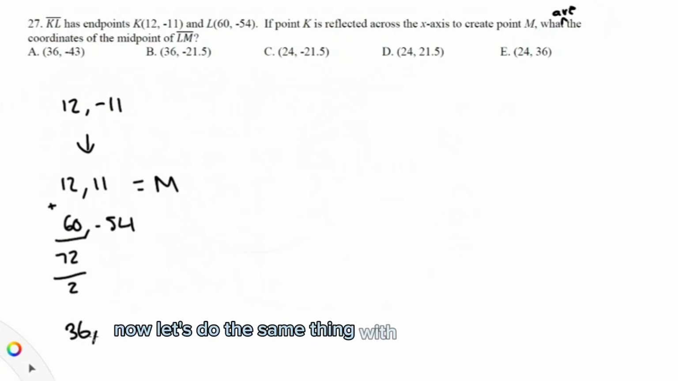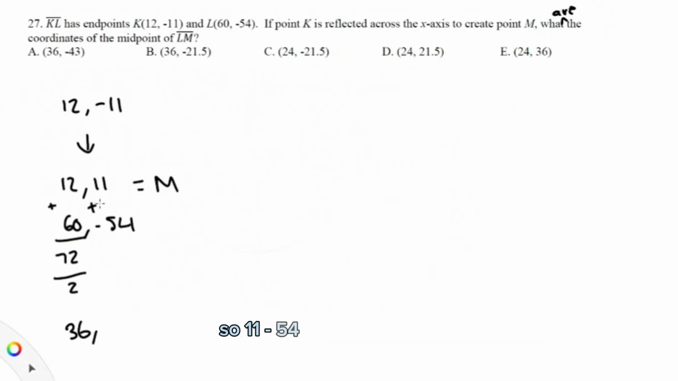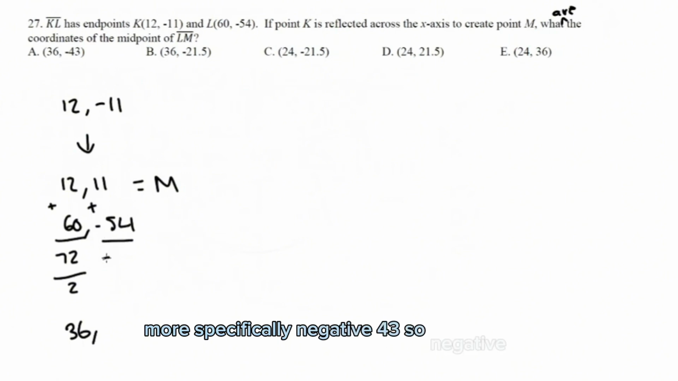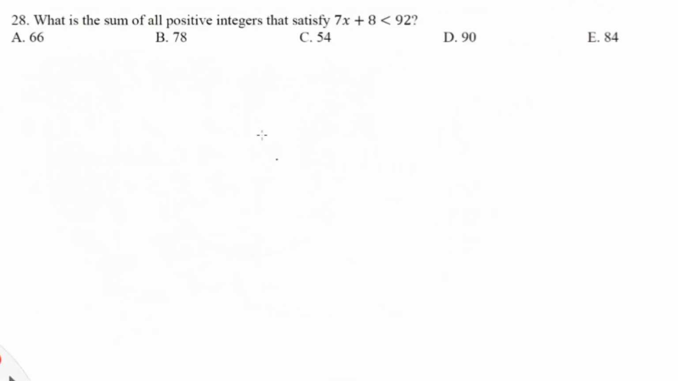Now let's do the same thing with 11 and -54. We just have to add them together. So that's 11 minus 54, or the negative value of 54 minus 11. It doesn't make a difference. So 11 minus 54 equals 43, or more specifically, -43. And we divide it by 2. -43 divided by 2 is -21.5. So our coordinate should look like this, and that's your answer.